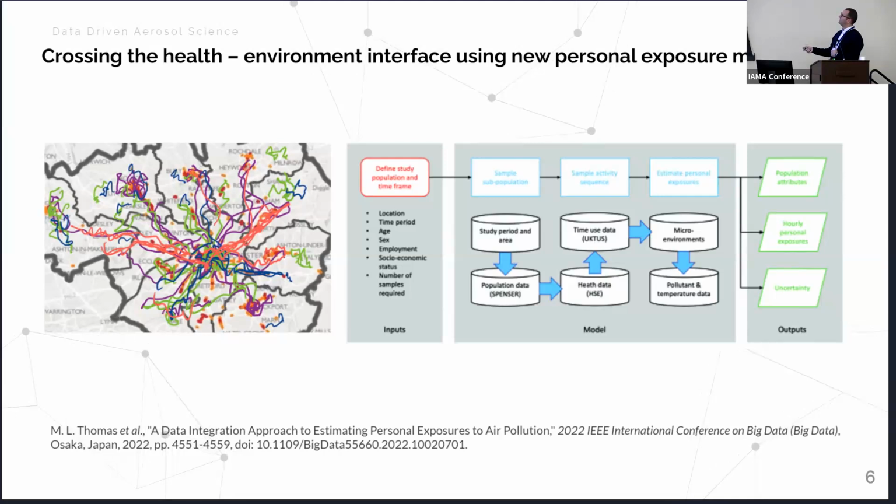The Turing Institute, during the COVID response, developed an agent-based model to predict where people spent their time. Of course, you can imagine the use of that for predicting the COVID response. That's built on a series of mobility data sets, such as time travel surveys, mobile phone data, and so on and so forth. And the outcomes give us population distributions, hourly person exposures, and uncertainties in those.